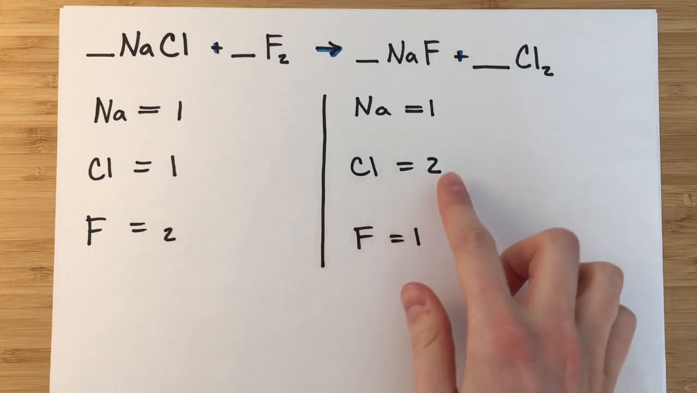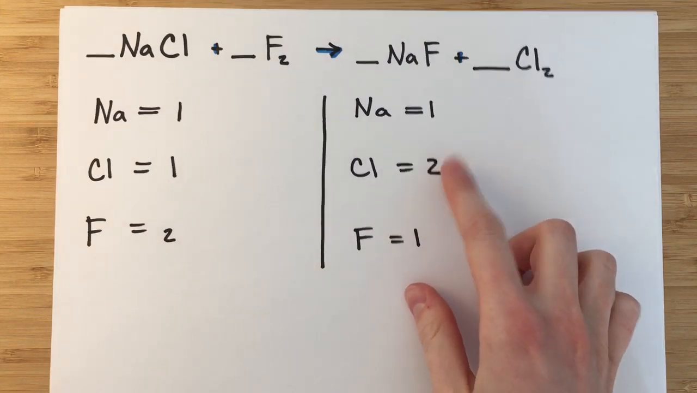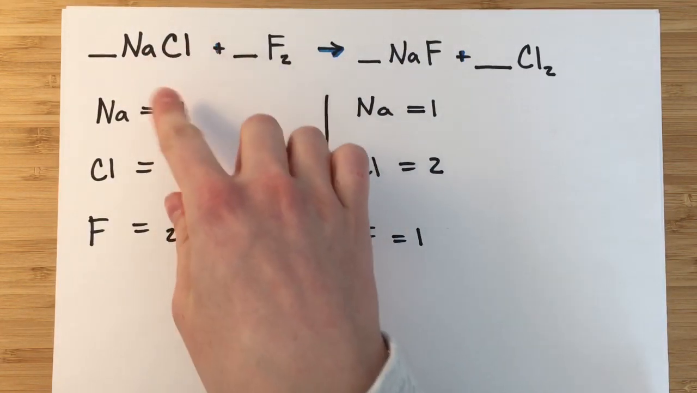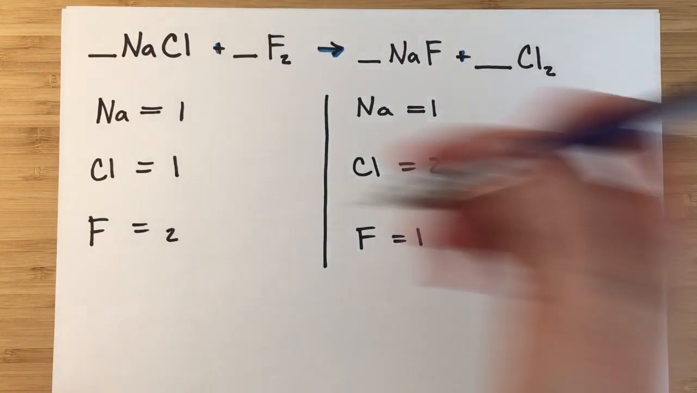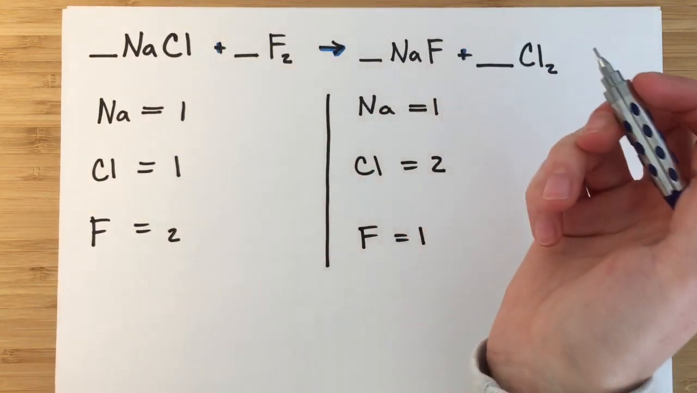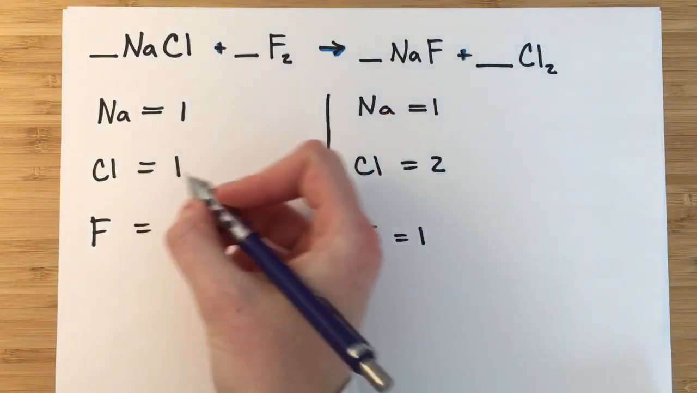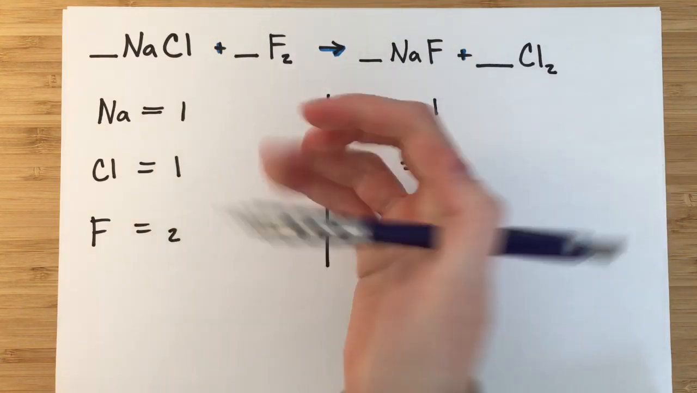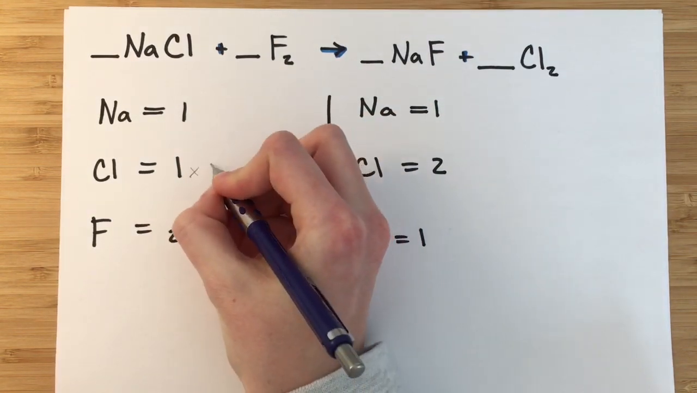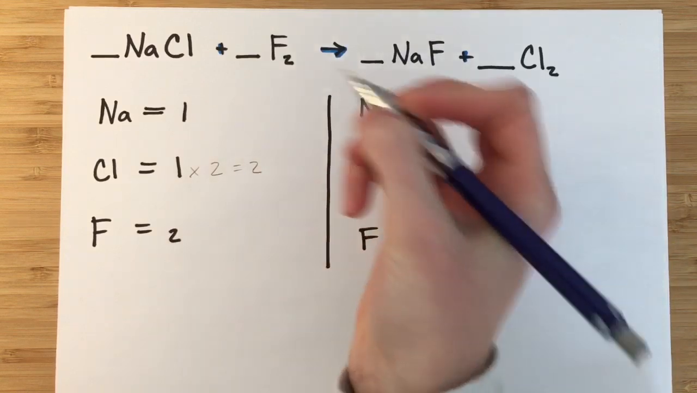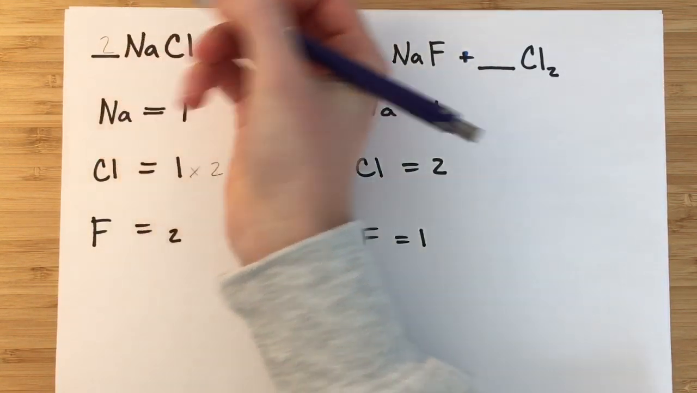But for the chlorine, there's 2 on this side of the equation, and there's only 1 on this side of the equation. So let's start. We're going to use a pencil just in case we need to change this. We're going to multiply this by 2, and we get 2. So we'll write a 2 up here.